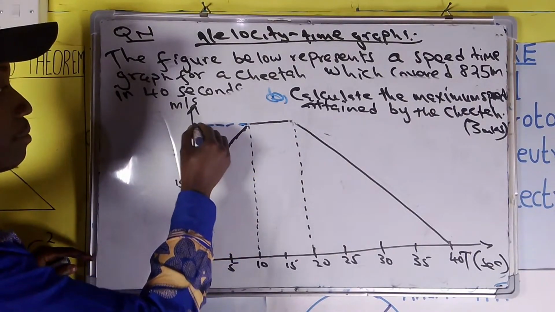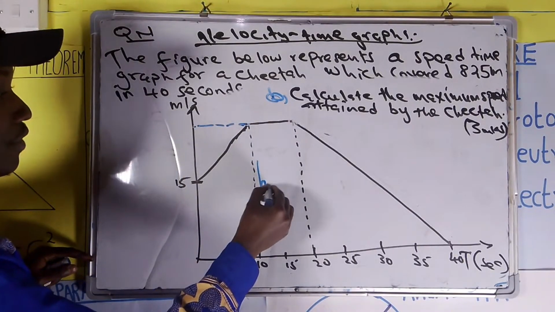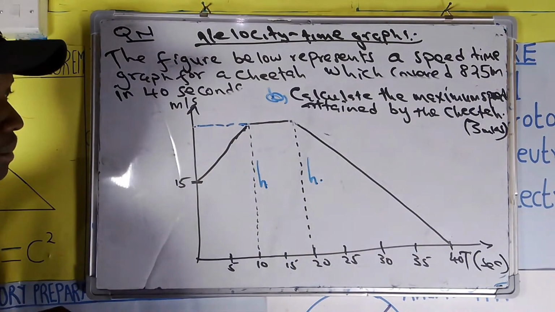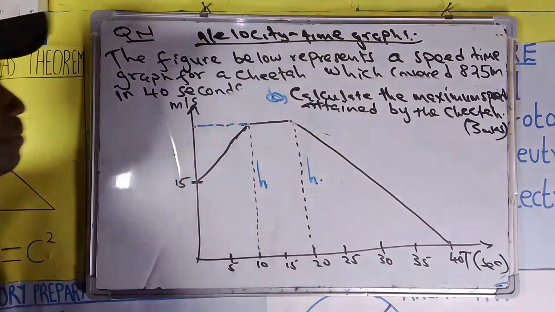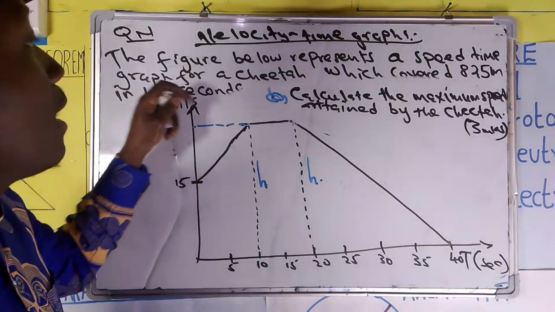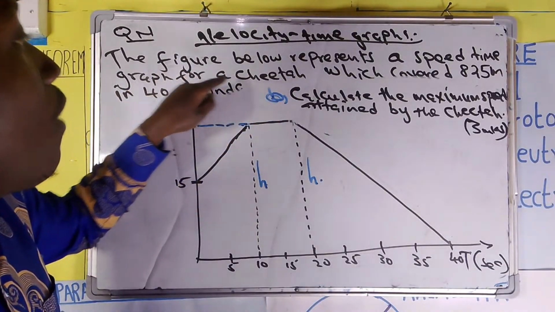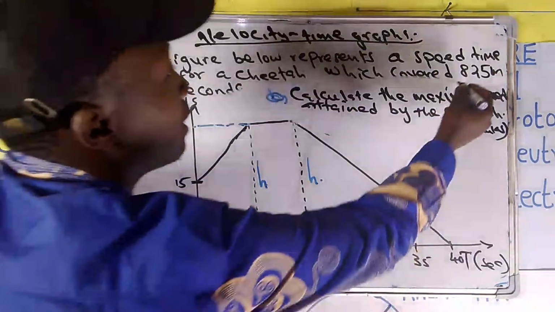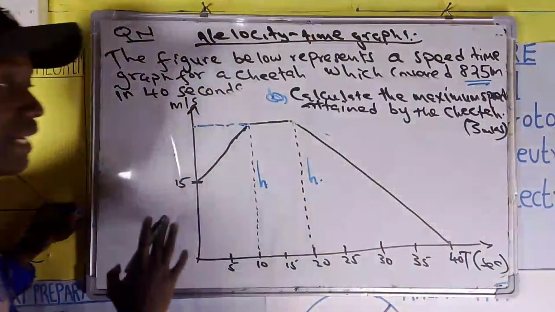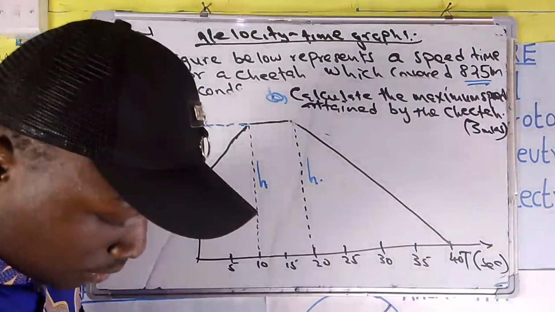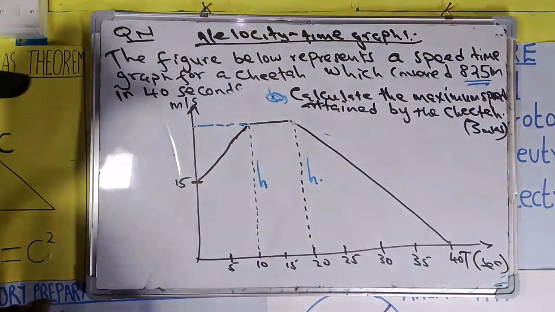This is the maximum speed. So we don't have it. It is h. We can call it h. That is the maximum speed. But we have been told that the graph, the figure below, represents a speed time graph for a cheetah which covered 825 meters. We already have the distance covered during the entire journey.